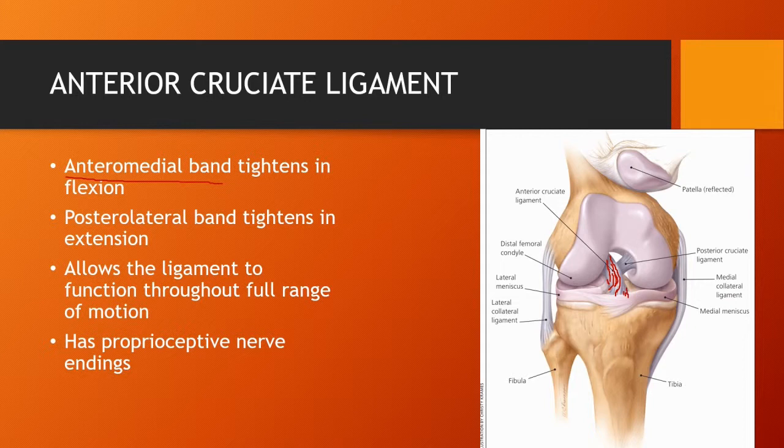And this is a dynamic ligament where the anteromedial band tightens when the knee approaches full flexion, and the posterolateral band tightens as the knee approaches full extension. So the anteromedial band would resist hyperflexion forces, and the posterolateral band would resist hyperextension forces, and this allows the ligament to function and be active and provide passive restraint throughout the full range of knee joint flexion and extension.